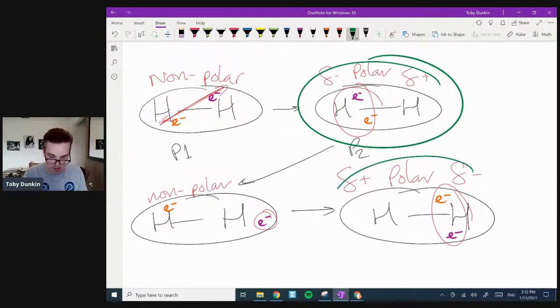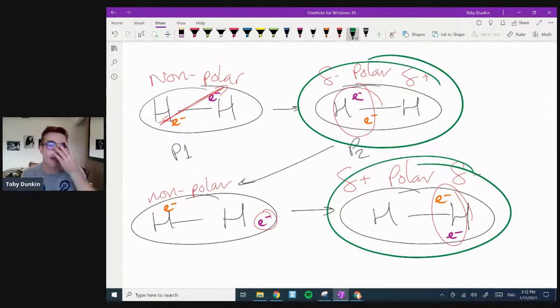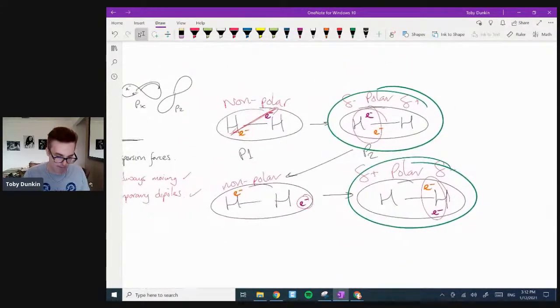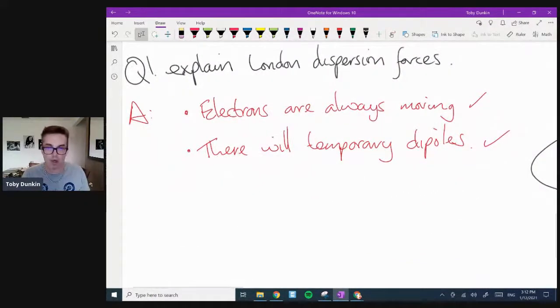Now, the polarity isn't going to last very long because the electrons are going to repel each other and they'll hop to the other side and the polarity would be lost. But what we realize is there is, for a fraction of a second, a polar molecule, but it's only temporary, and we have to state that. Because the electrons are moving, there will be temporary dipoles.